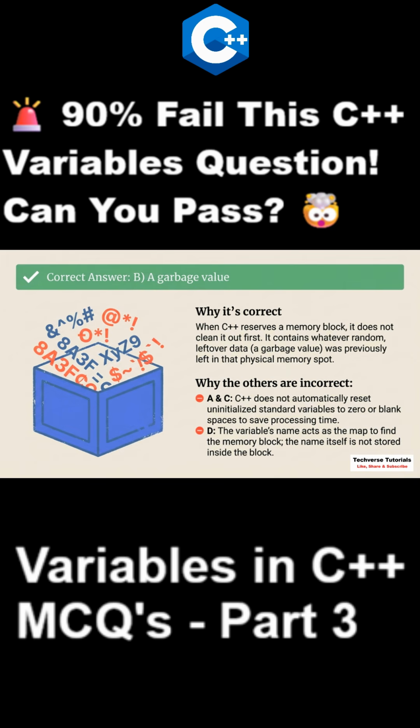Correct answer, B, a garbage value. Why it's correct. When C++ reserves a memory block, it does not clean it out first. It contains whatever random leftover data, a garbage value, was previously left in that physical memory spot.